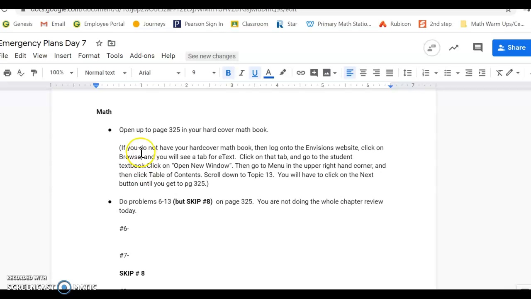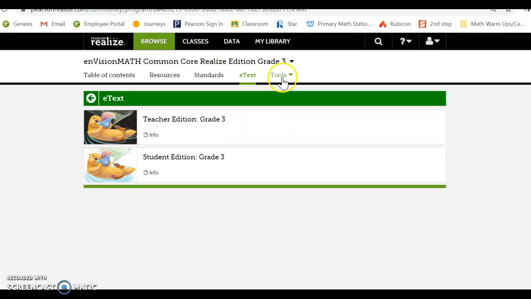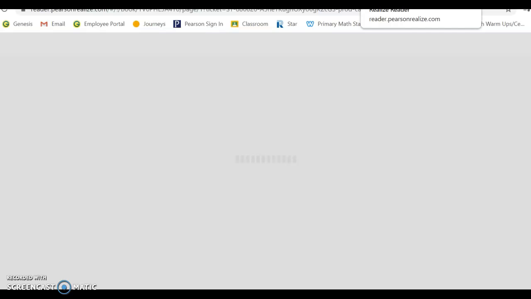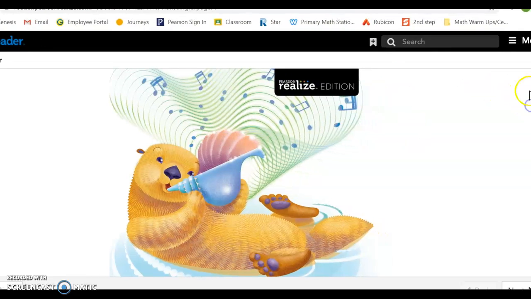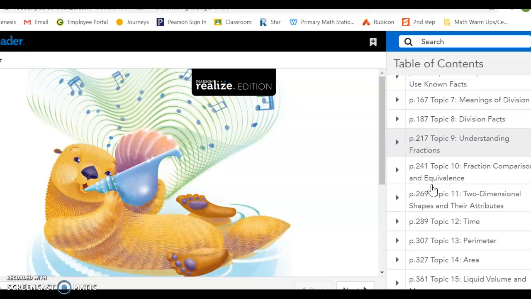For math, you're going to open up to page 325 in your hardcover math book. And just like yesterday, if you don't have your hardcover math book, you're going to open up the e-text, the electronic version of the book. Once the book is open, over at the menu, I'm going to use the table of contents to get there.